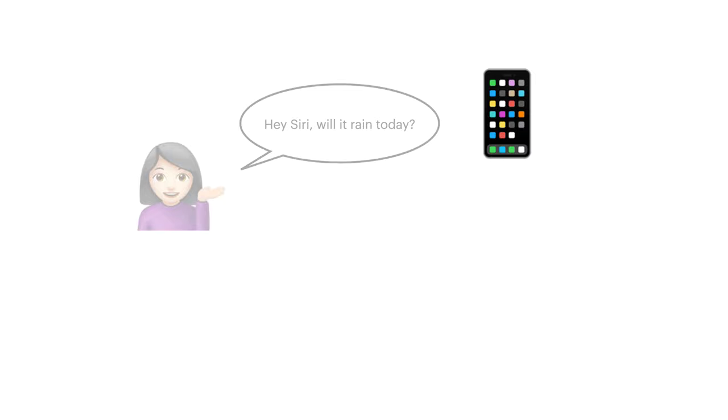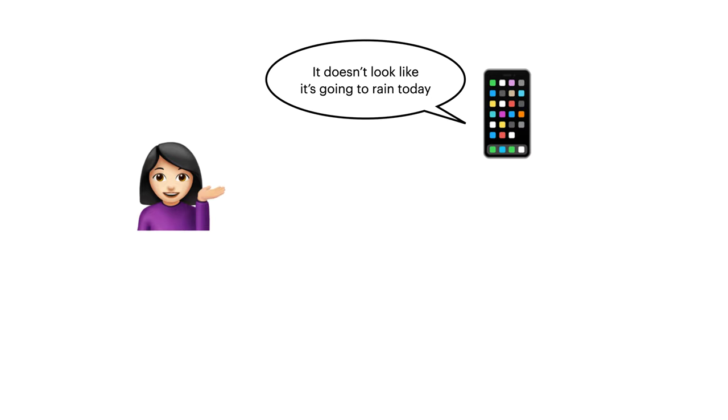So, we have a speaker who has uttered, "Hey Siri, will it rain today?" "It doesn't look like it's going to rain today." The phone, in this case, after having recognized the speech correctly, consults some back-end model, in this case, a weather prediction model, and responds with, "It doesn't look like it's going to rain today."